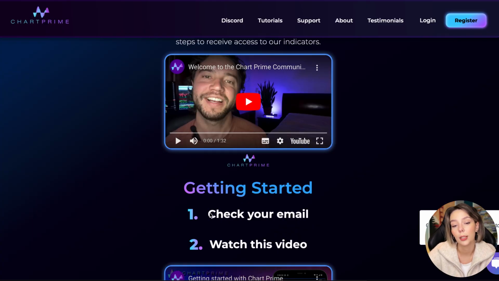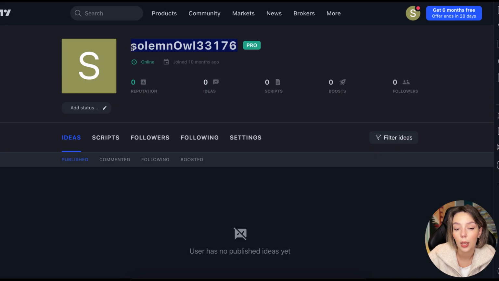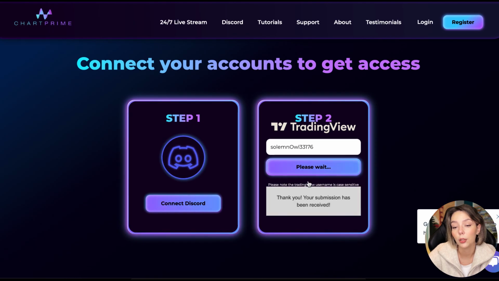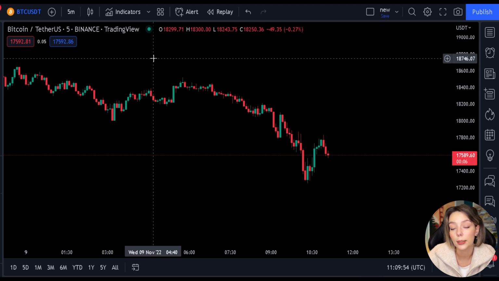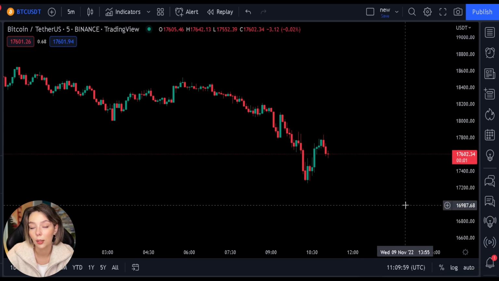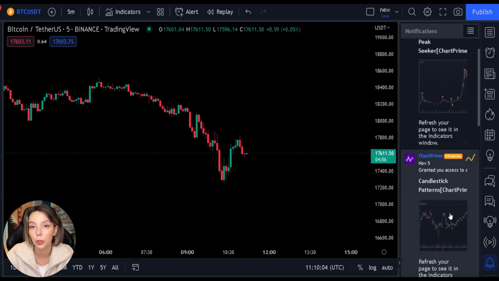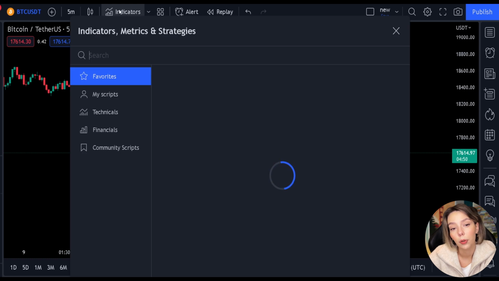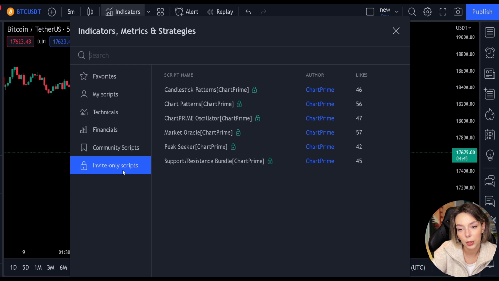After purchasing the indicator, we need to activate our TradingView account in the Chart Prime system. Just paste our nickname from our profile into the TradingView field on the Chart Prime website. Now the indicators are activated and we can move on to the settings section. As you can see now in my TradingView account, after clicking the notification button, all notifications from the Chart Prime Premium model appear. Well, now we click on the indicators button and go to the invite only script section.